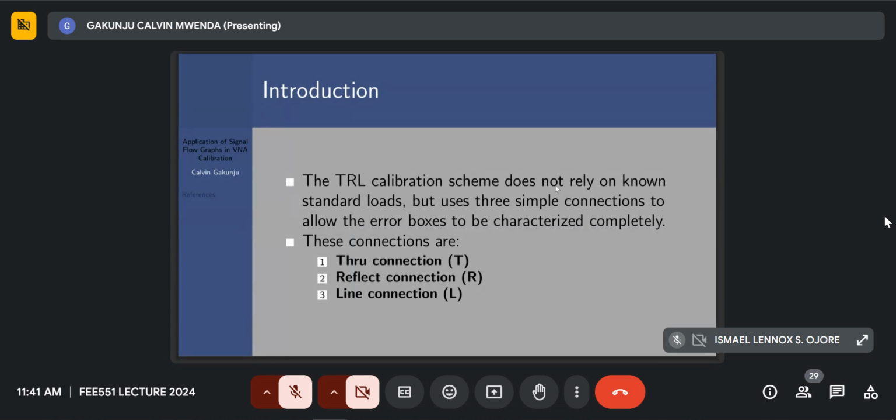Okay, so the alternative to using the SOLT, the short, open, and load configurations, is using the TRL calibration scheme, which uses 3 simple connections to allow the error boxes to be characterized completely. And the TRL connections are through connection, reflect connection, line connection, as you can see.